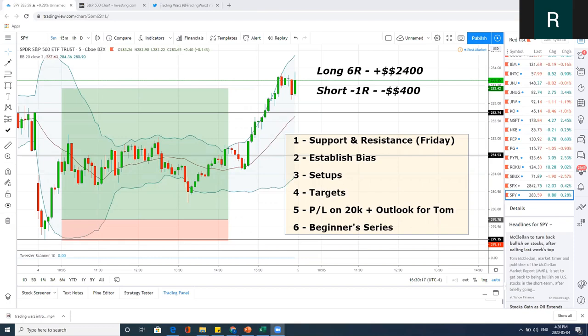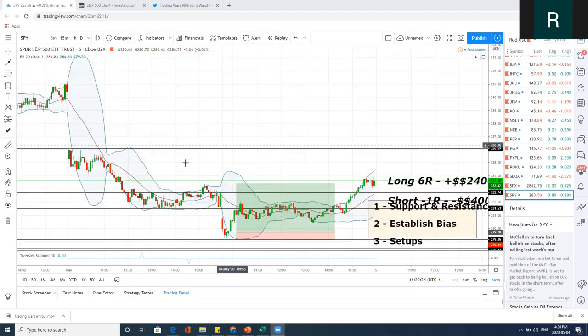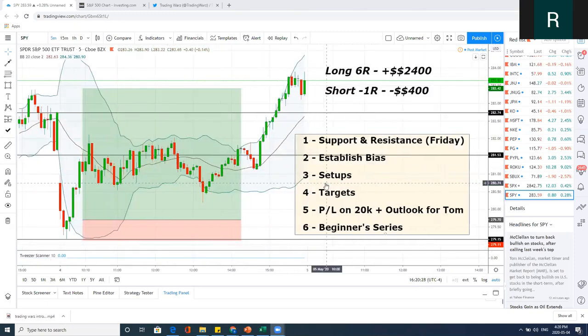Okay, everyone. As usual, we're going to start off with drawing our support and resistance. And in this case, we're going to have to go back to Friday to identify our low, our close, and our high. Okay, guys? Next step, we're going to look at establishing our bias.